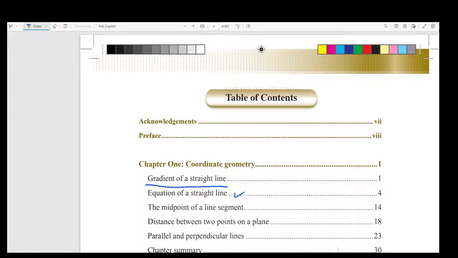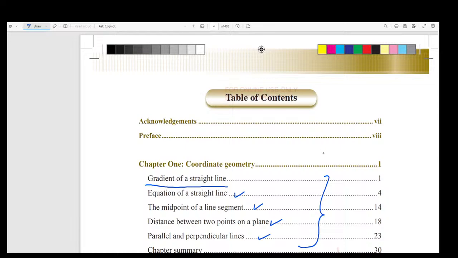Then after that, we are going to go to the equation of a straight line, then the midpoint of a line segment. Then we'll be going to distance between 2 points on a plane. We are going to consider parallel and perpendicular lines. And after all this coverage, we are going to be comfortable saying that the topic of coordinate geometry is over.